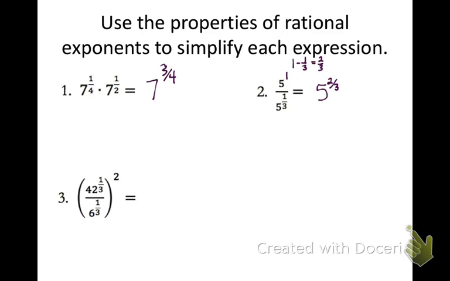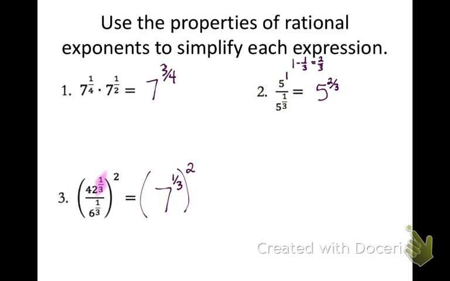And problem 3, we're going to start by looking on the inside. So we're not going to worry about the squared for now. We have 42 to the 1/3 divided by 6 to the 1/3. Since those exponents are the same, I can divide the bases. So 42 divided by 6 is 7. It's still 7 to the 1/3. And I still have this squared out here.